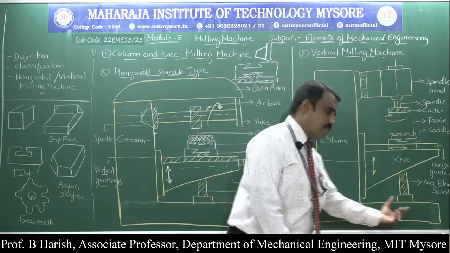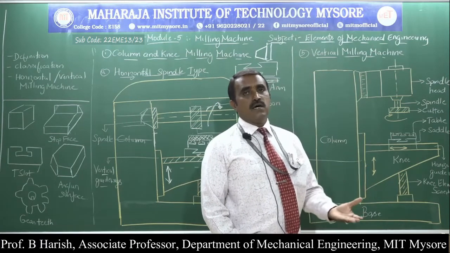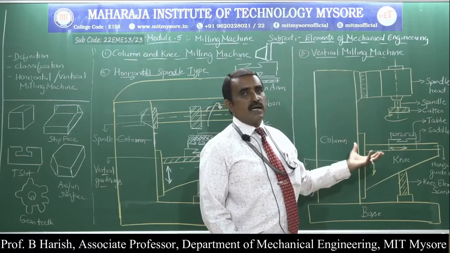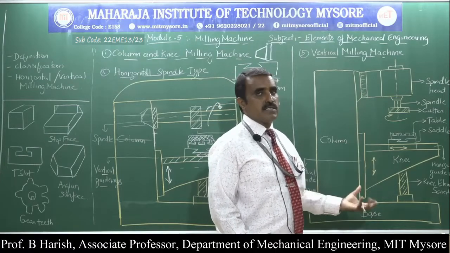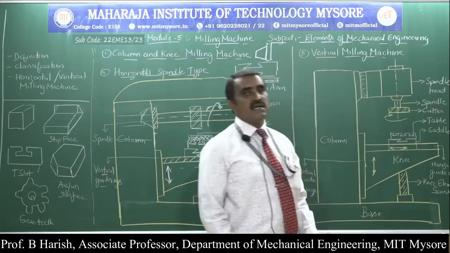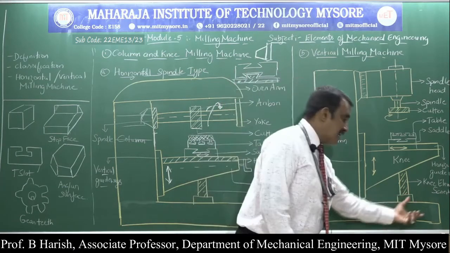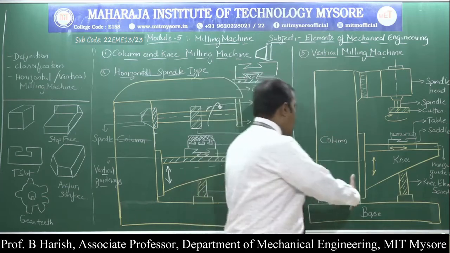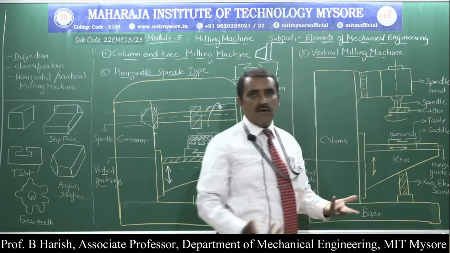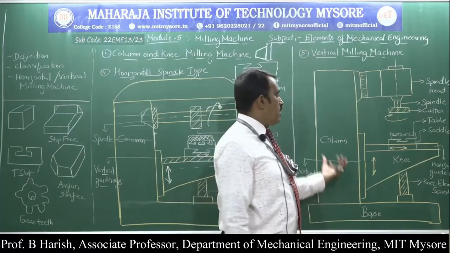The bottommost part is the base. Once again, the base is the one which supports and holds the entire machine, hence it should be strong, and it is made of cast iron. It is a casted part. Then on one end you have a vertical column, similar to a horizontal milling machine.